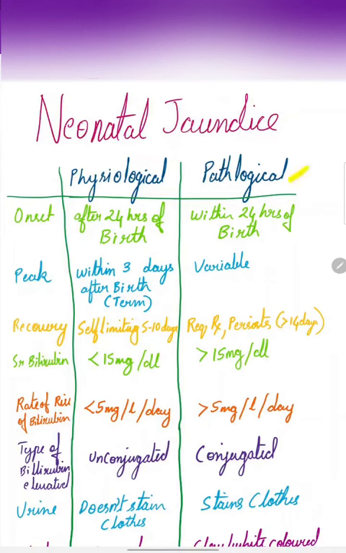Compare physiological and pathological forms of neonatal jaundice. The onset is usually after 24 hours of birth in case of physiological jaundice, whereas it is within 24 hours of birth in case of pathological jaundice. Peak is usually within 3 days in case of physiological, whereas it can be variable in case of pathological.